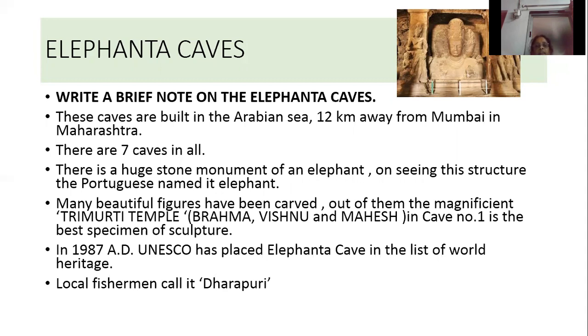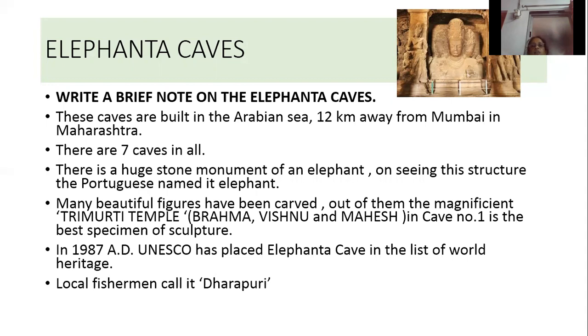And inside these caves, we can find the Trimurti temple. Trimurti: Brahma, Vishnu, and Mahesh. In cave number 1, we can find this Trimurti temple. In 1987, UNESCO placed Elephanta Caves in the list of World Heritage, and local fishermen call it Dharapuri.